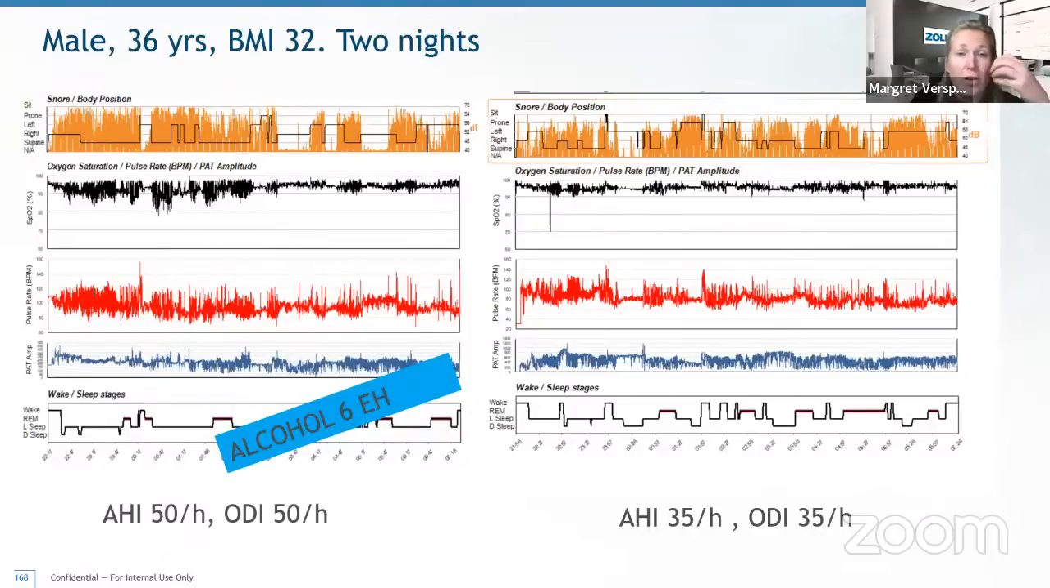So here you can show the patient what alcohol is doing on the sleep apnea, with much more and deeper desaturations and a higher heart rate variability.